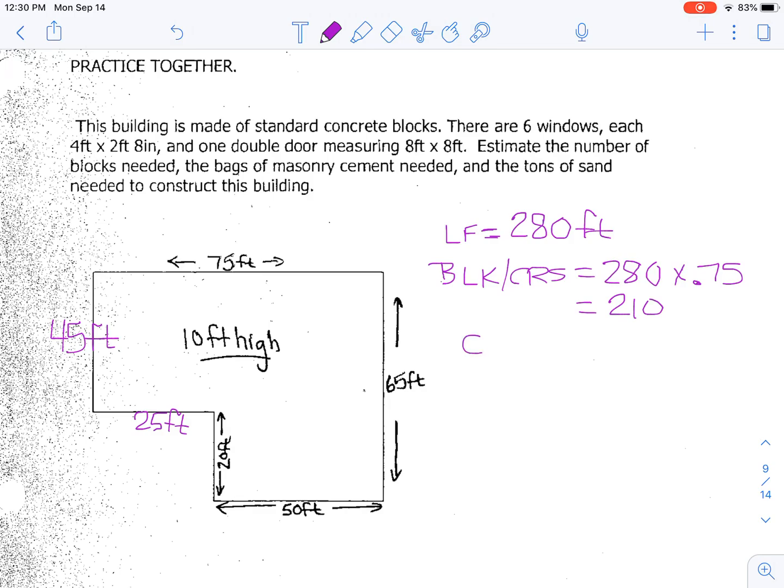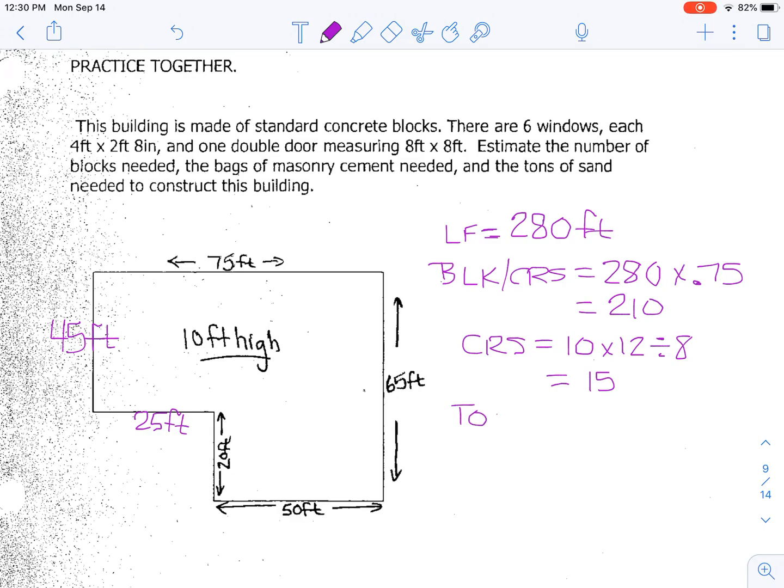Now we're going to determine how many courses we need. And a lot of times in blueprints, the height of the structure is written right here in the middle. So it's 10 feet high. And if you remember from all the weeks that we've been practicing this, you take your 10 feet and you convert it into inches. So that means that we multiply it by 12. And then you're going to divide it by 8, because a standard block is 8 inches tall. So 10 times 12 divided by 8 is 15 courses.